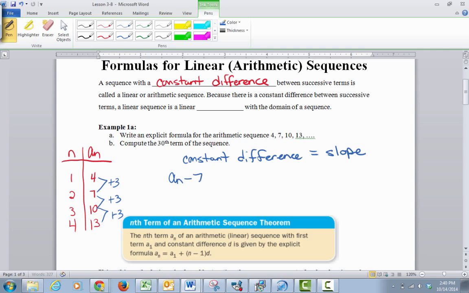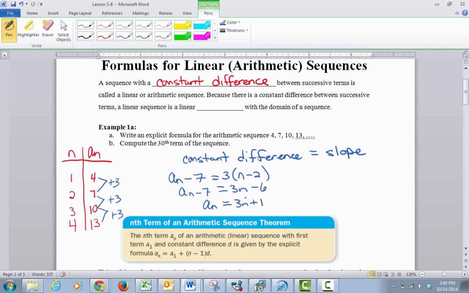So a sub n minus 7, because I'm using the y value there, or the a sub n value, equals my slope, which was what? We just figured that out. 3 times my x value, which in this case we're using n, minus 2. That's that point slope form that we were using. So if I multiply this out, I'm going to get 3n, and if I distribute, 3 times negative 2 is negative 6. Now, how do I solve for a sub n by itself? Add 7 to both sides. So it'll be a sub n equals 3n minus 6 plus 7, which is plus 1, right? Do you guys see that?